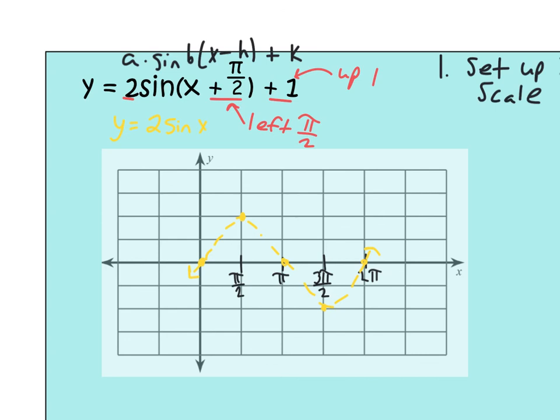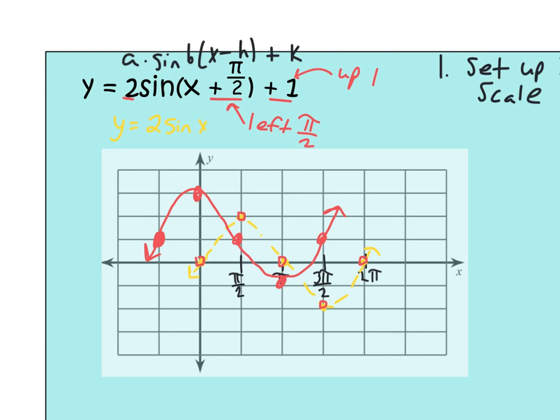So let's take our 5 points and move them. This point right here, one box to the left and up one would end up there. This point, one box to the left and up one would end up there. And then moving the other points, this one to the left and up one, this one to the left and up one, this one to the left and up one. So our final graph ends up doing something just like that.